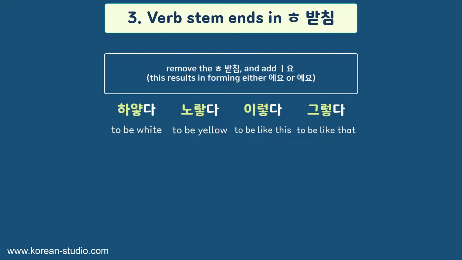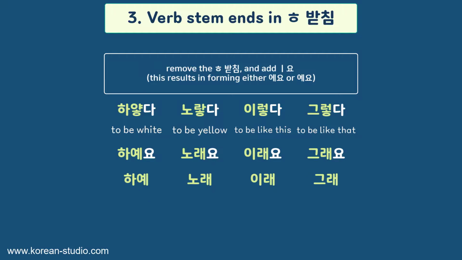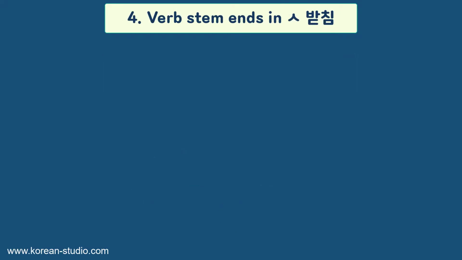So applying this rule, 하얗다 becomes 하예요, and we use 예요 because the verb stem uses the Y glide vowel 야. 노랗다 becomes 노래요, 이렇다 becomes 이래요, and lastly 그렇다 becomes 그래요. However, once again, not all verb stems that end in 히읗 받침 follow this pattern. A prime example of this is 좋다, to be good, as it changes to 좋아요. Okay, so 2 more patterns to go and we're nearly there.